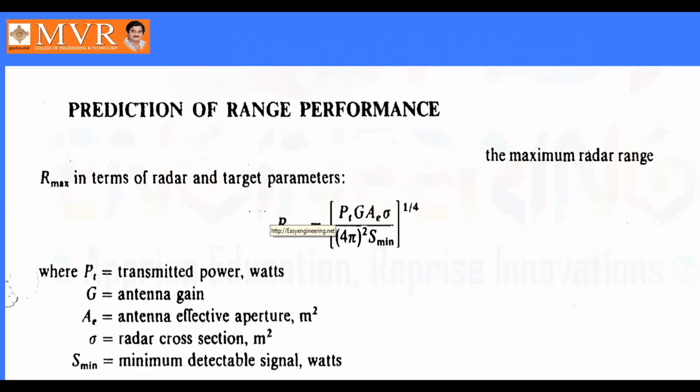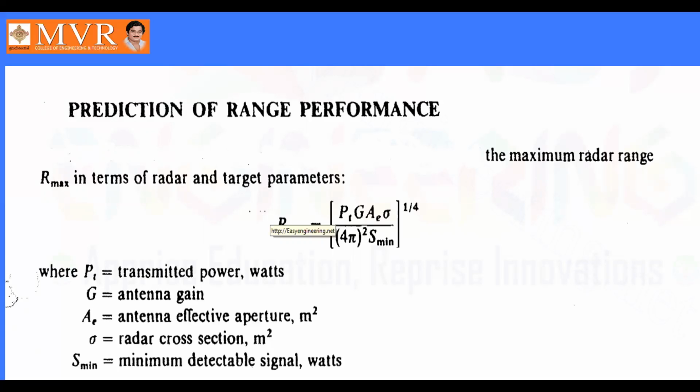Now, coming to the prediction of the radar range performance. Before going into it, we have already derived the equation for the radar range: R equals (PT times G times AE times sigma divided by 4 pi whole squared times S minimum) whole power 1 by 4.